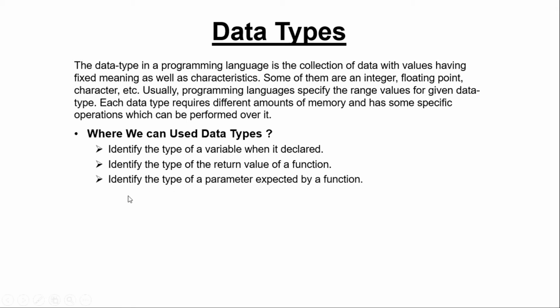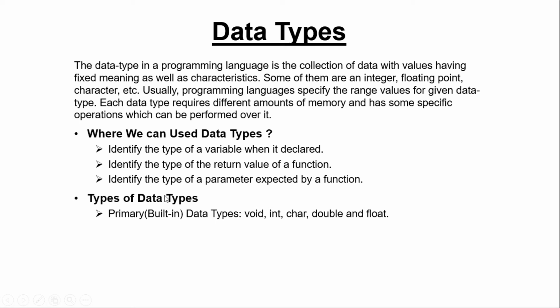Next, identify the type of parameter expected by a function. When you declare a function with a parameter, it takes an argument. To identify which type of argument it will take, we can use data types.